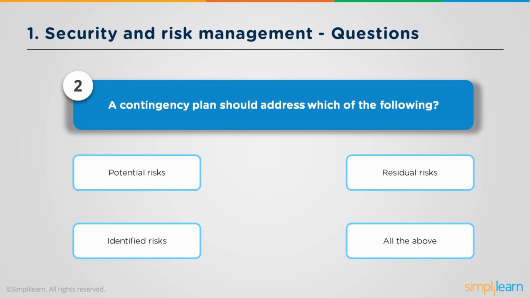So coming back to the question, a contingency plan should address which of the following? Either a potential risk, a residual risk, an identified risk, or all of the above. And the correct answer to that is a residual risk. What is a contingency plan? A contingency plan is: I still have a security control, but something may go wrong. And for that, I want a secondary control to be in place to ensure that if the first control fails, the second control would still be able to identify that and stop the security incident from happening. So we are looking at residual risks and then having a contingency plan to manage those residual risks.